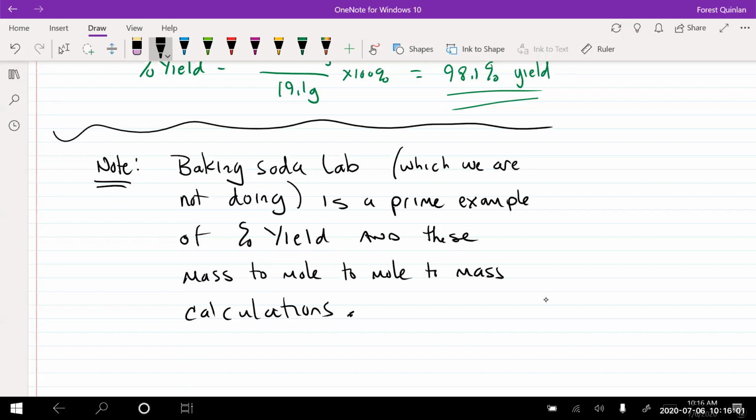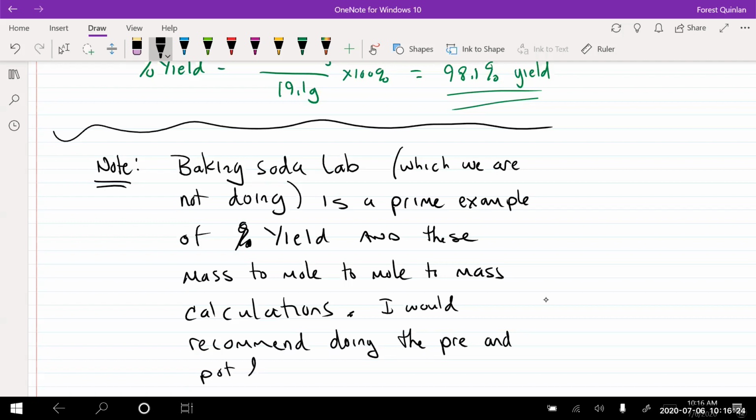The baking soda lab, which we're not doing, is a prime example of percent yield and these mass to mole to mole to mass calculations. I would recommend doing the pre and post lab. Practice.